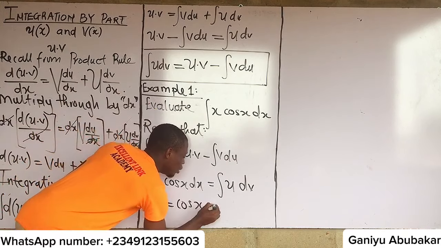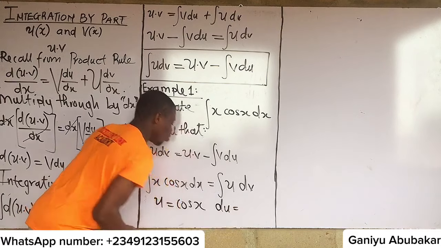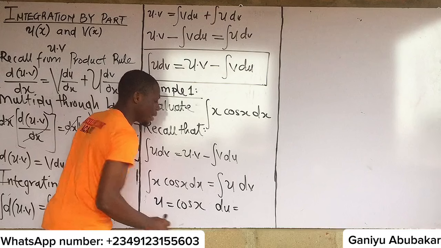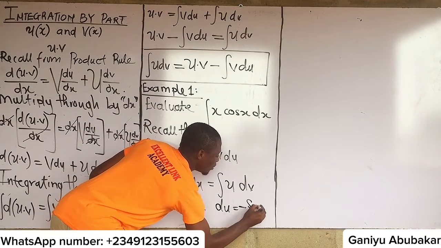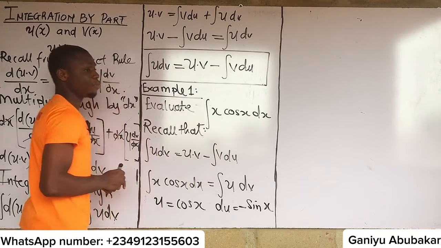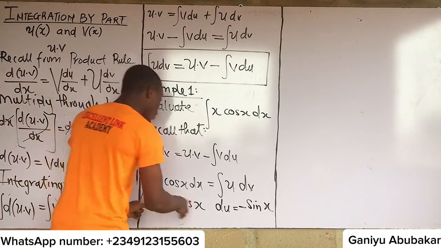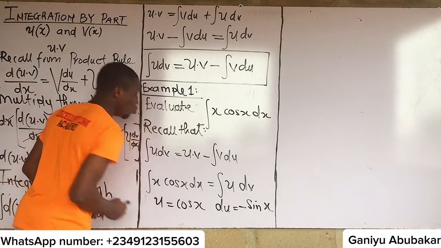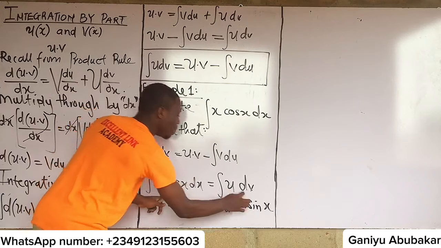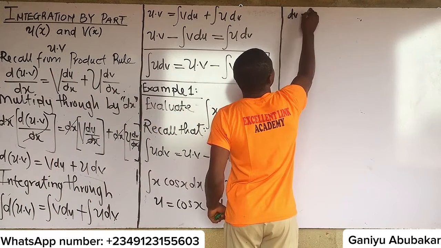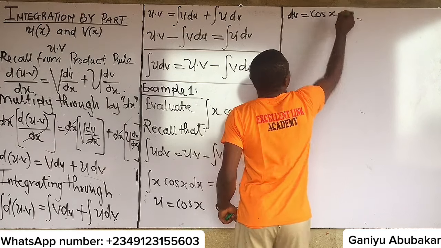If I want to get du, what will I do? I will differentiate. If I differentiate x, I'll have 1. I've gotten the values for u and du. All right, we also said dv is equal to what? cos x. So dv is equal to cos x.